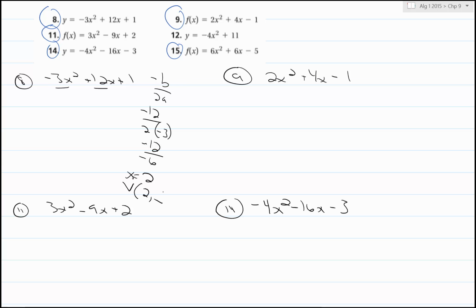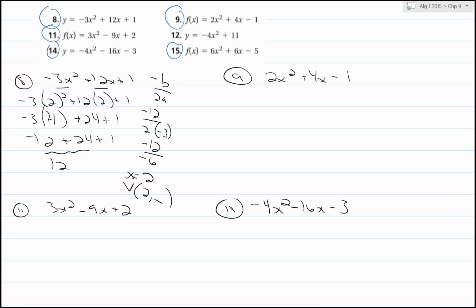The vertex is going to start with 2, we need the other half, so that means we're going to plug it in. Negative 3 times 2 squared, plus 12 times 2, plus 1. So that's 4 times negative 3, it's a negative 12, plus 24 plus 1. Remember, these are always going to be half of each other. So here's 12 plus 1 to get 13.